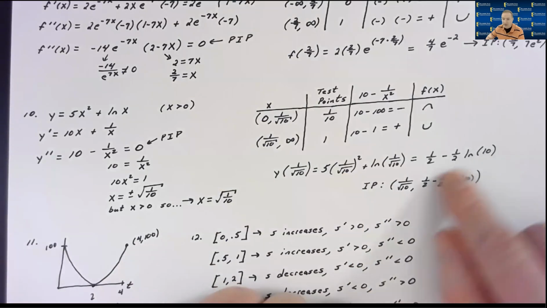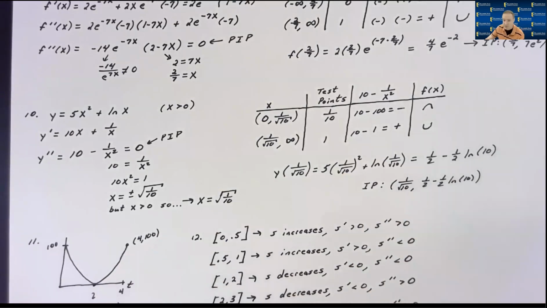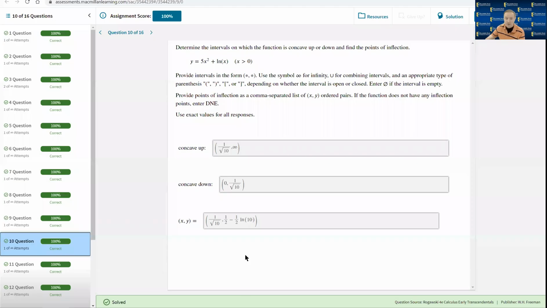And then I can say, all right, then my inflection point is that 1 over the root of 10, and then the y value in exact form is 1/2 minus 1/2 natural log of 10. And you can see that that's precisely how I entered it in to achieve. This time they switched it up and wanted the inflection point last and the concave up and concave down intervals first. All right, guys, I'll stop with that for now, and I'll do a second video for problems 11 through 16.